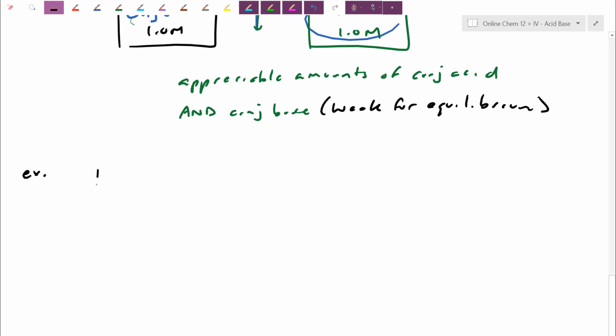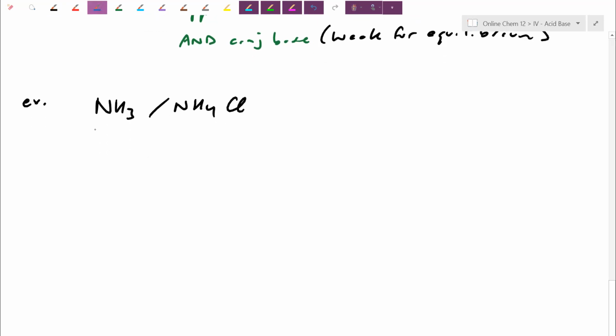So would a system of NH3 and NH4Cl be a buffer system? Right? Well, let's check it here. NH3 here is a weak base.